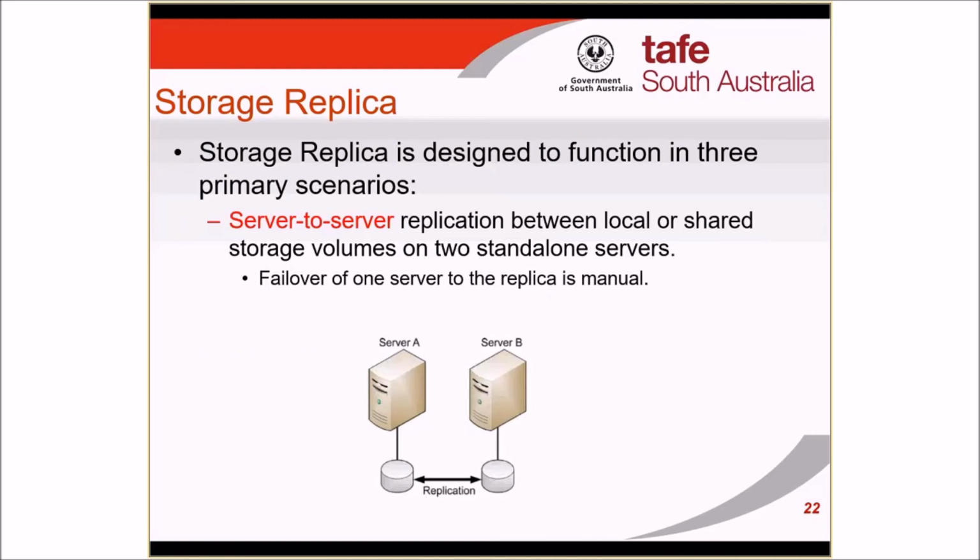So storage replica is designed to function in three primary scenarios. First, server-to-server replication between local or shared storage volumes on two standalone servers, which could be on the same site. What does that mean? If one of these servers fails, this one can take over straight away. It's almost like instead of mirroring a hard drive, you're mirroring servers. This is on the same site, a fast connection, so this will be synchronous replication.